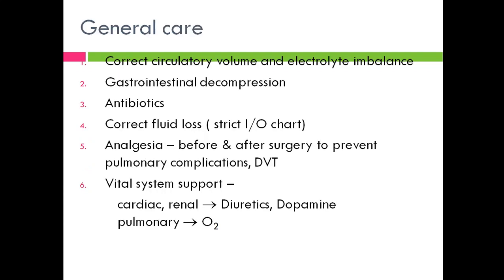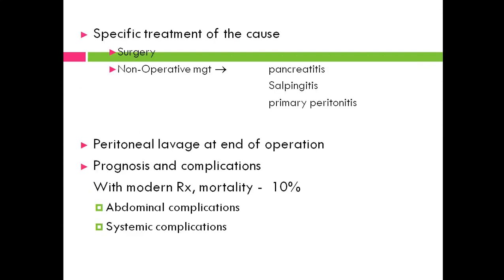So what do you mean by general care? I mentioned correction of circulatory volume and electrolyte imbalance. You put in a Ryle's tube and decompress the gastrointestinal system. Start on antibiotics. Correct the fluid loss to maintain a good urine output. Analgesia before and after surgery to prevent pulmonary complications, as well as DVT, and the vital system support, both the cardiac, the renal, and the pulmonary. Inotropic support if required to maintain a proper urine output.